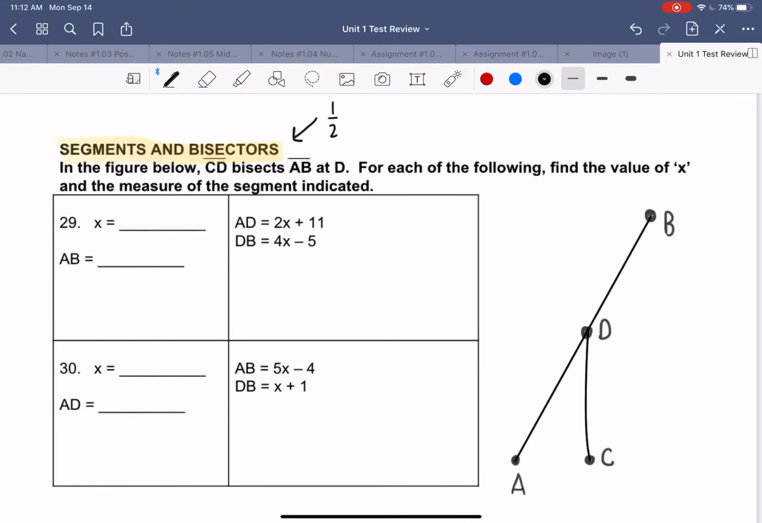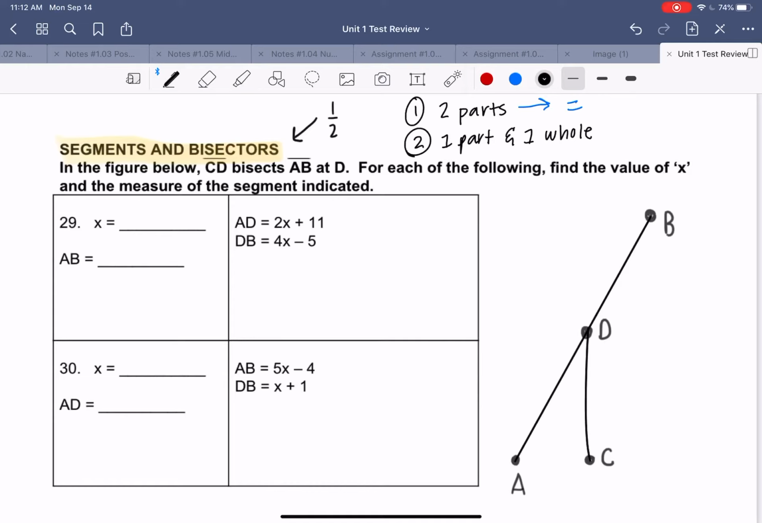Okay. All right, when you see the word bisector, there's two things that are going to happen. You're going to be given two parts. So the first thing that might happen, you're going to give two parts. If you are given two parts, set them equal to each other. Okay, the second thing that's going to happen is they're going to give you one part and one whole.